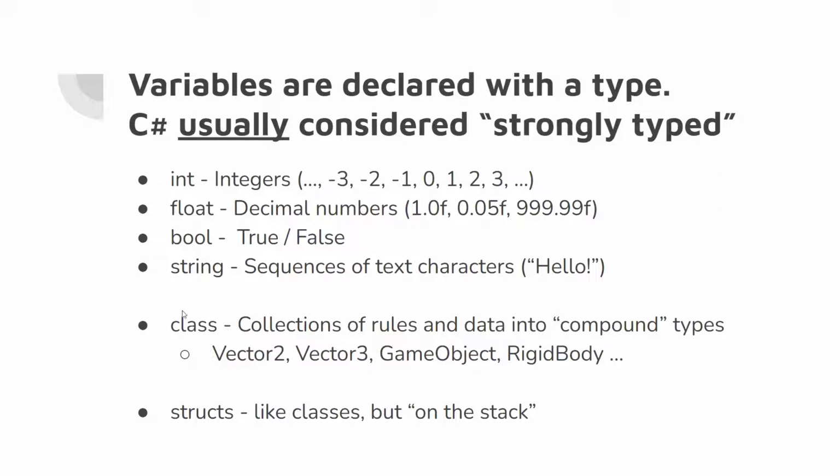And then, of course, we have our classes. Classes are variables. You can declare a variable of the type of class, like a vector2, a vector3, a game object, a rigidbody. Those are compound types. They are defined by us, but we declare variables based on those. Sometimes we'll have to use a special thing called a new. We'll have to call a constructor. They're a little bit fancier in terms of setting them up.